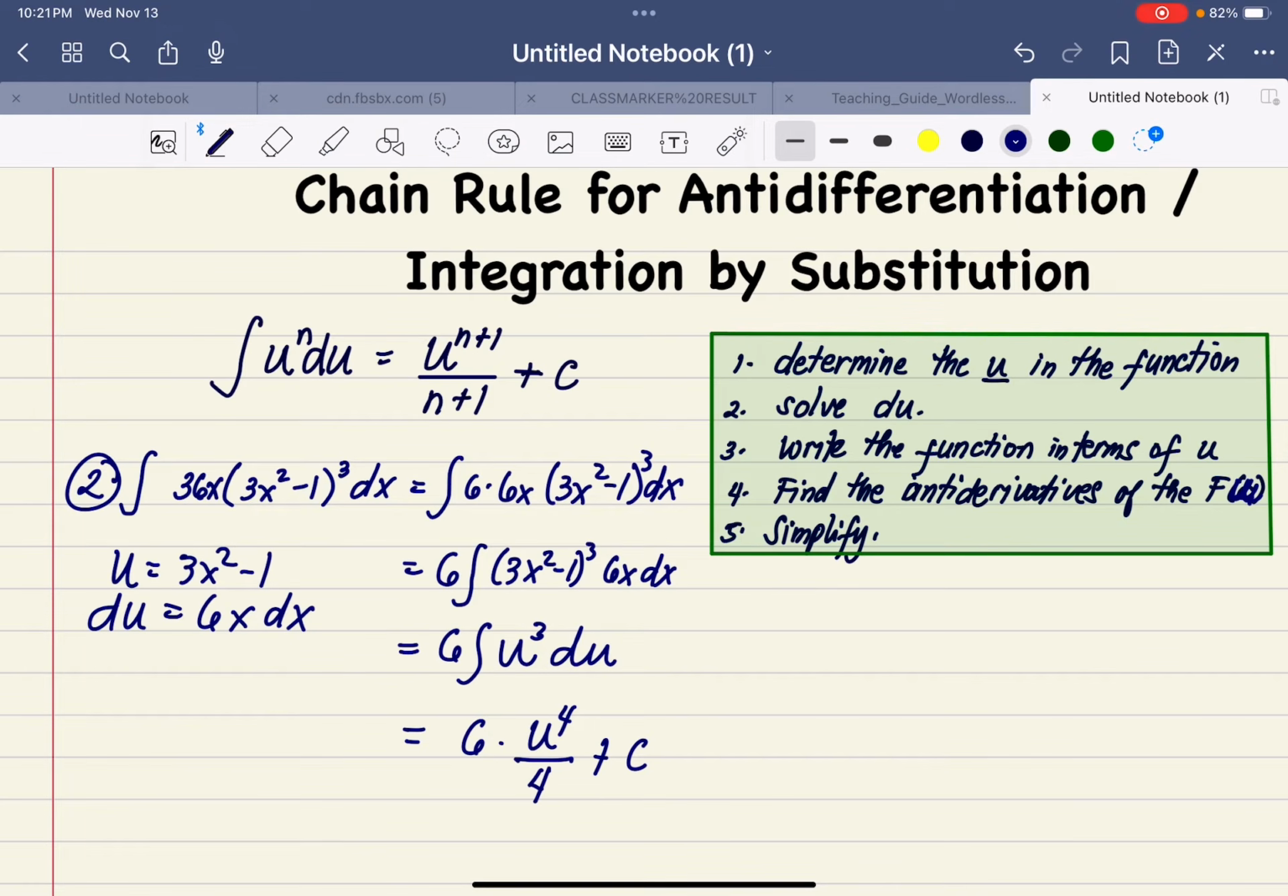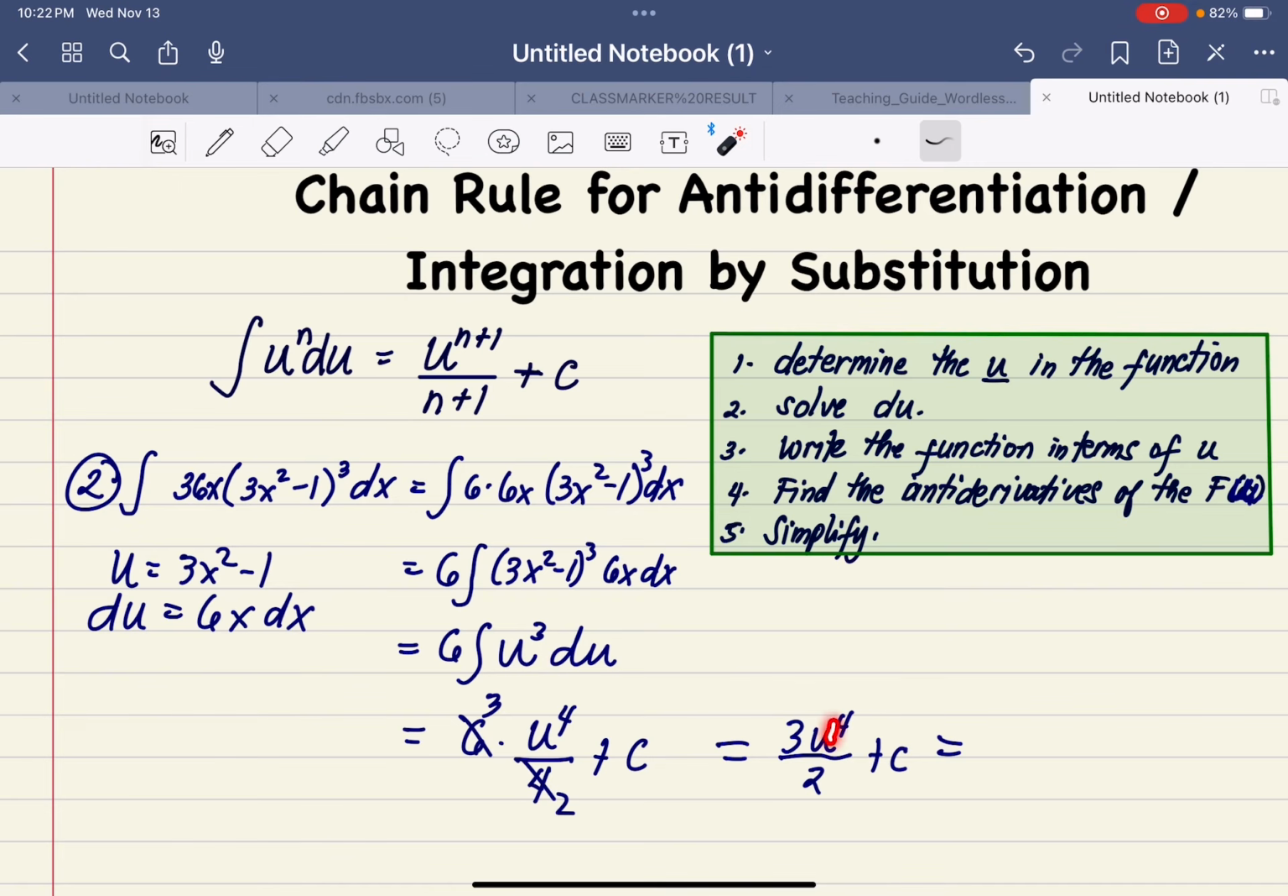Next, then simplify. We can simplify this by the lowest term of 6 and 4. That will become 3 over 2. And our answer will become 3 u raised to 4 over 2 plus c.